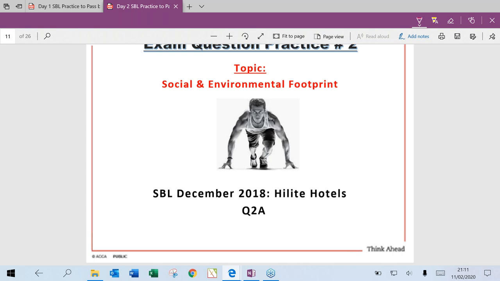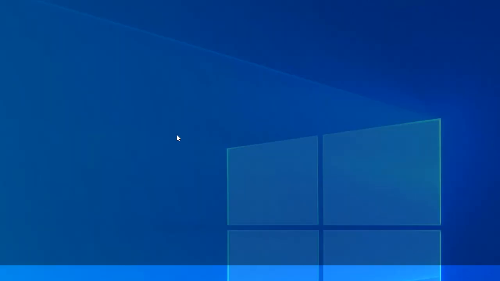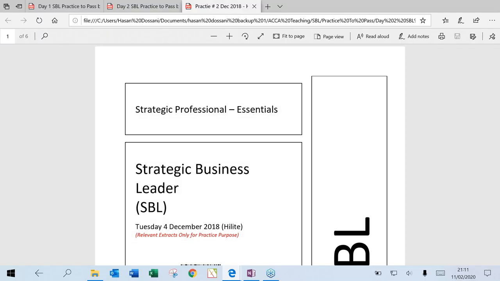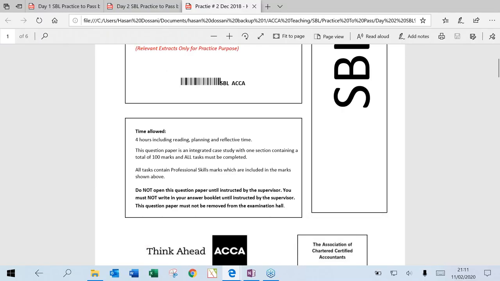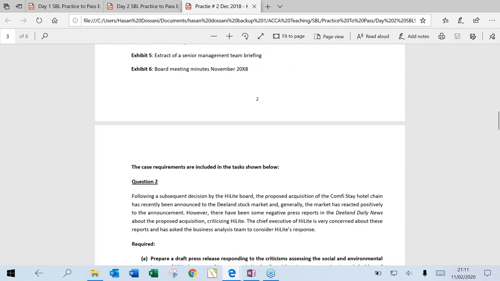Okay. So let's do a quick question on social and environmental footprint. This is Highlight Hotels, question number 2A. So Highlight Hotels, we have already read the introduction. Let's look at 2A.